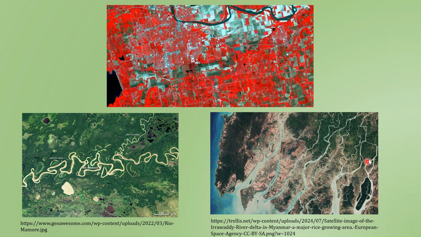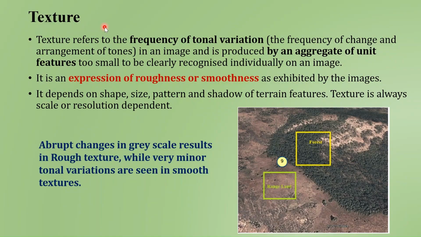So this is a delta area where we have a lot of tributaries, creating a distinct pattern here. The next element is texture, which refers to the frequency of the tonal variation, that is, the frequency of change and the arrangement of the tones in a particular area or image, and is produced by the aggregate of unit features which are too small to be clearly recognized individually on an image. And this texture is an expression of roughness and smoothness.